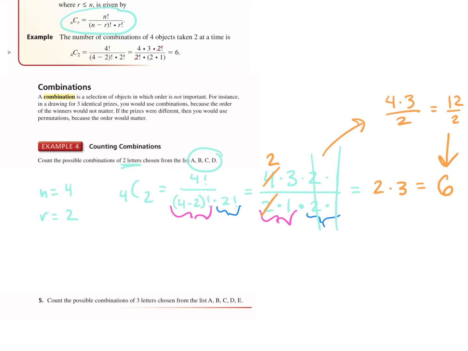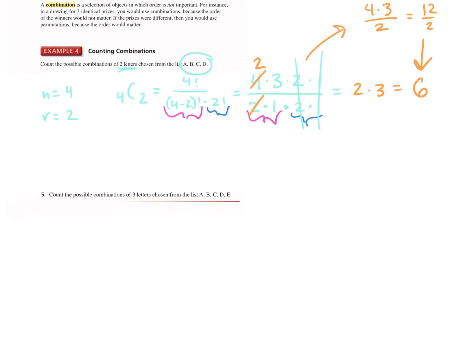In permutations, first, second, and third are 3 different places. It's different if you get first place or if you get third place. In combinations, it would say that there are 3 of the same prizes. It wouldn't distinguish the difference between the 3 prizes. So if the prizes were different, then you would use permutations because the order matters.